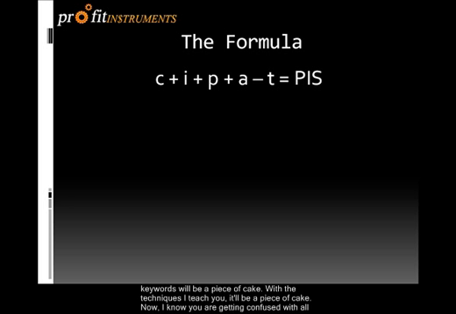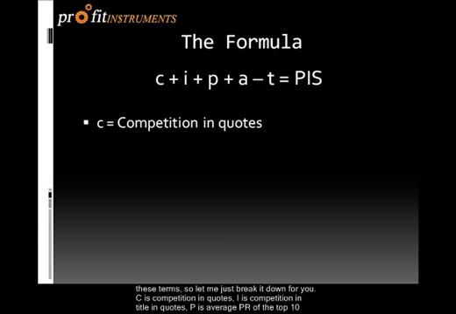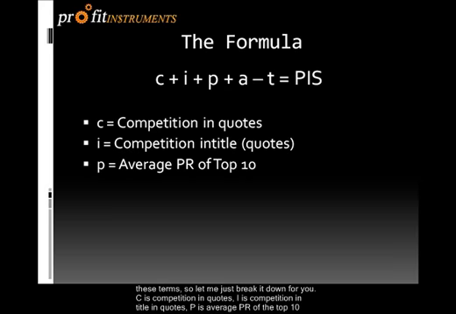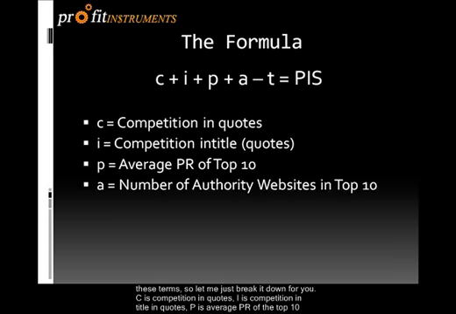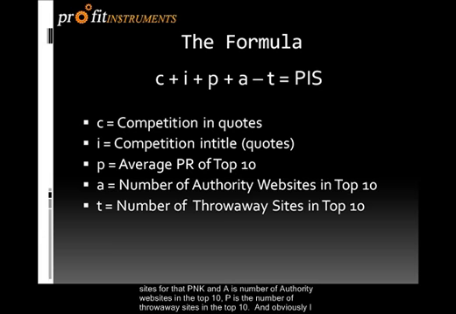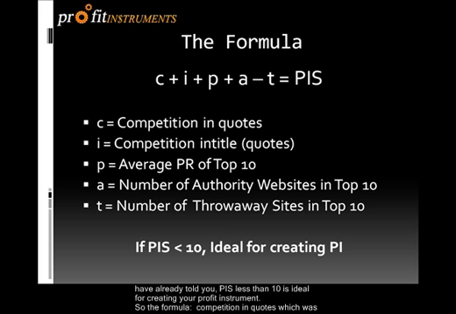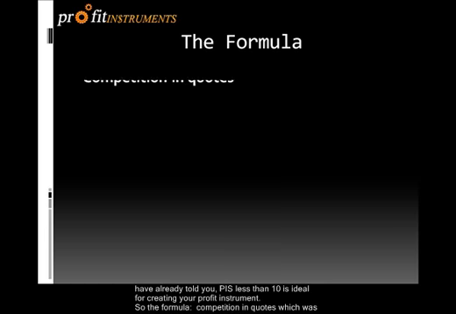Okay, now I know you're getting confused with all these terms, so let me break it down for you. C is competition in quotes, I is competition in title in quotes, P is the average PR of the top 10 sites for that PNK, A is the number of authority websites in the top 10, and T is the number of throwaway sites in the top 10. And obviously I've already told you a PIS less than 10 is ideal for creating your profit instrument.